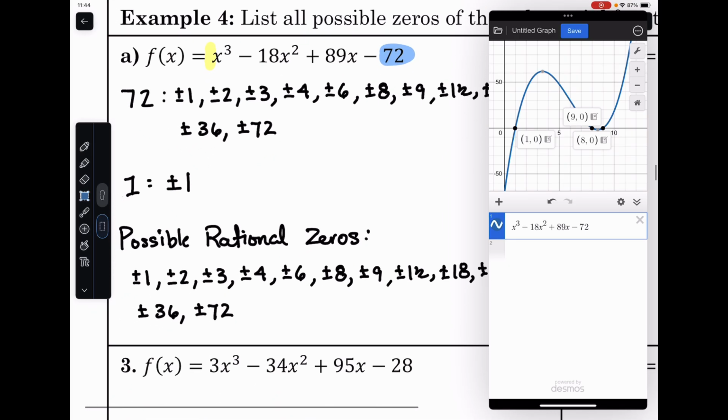We see positive 1 right here, obviously at the very beginning of our list. We have positive 9. Yep, look, positive 9 is on the list, and so is positive 8. Look at that. All of those three places that the graph crosses the x-axis can be found on this list. So we use this list in order to identify possible rational solutions, and as you'll see in the next couple of examples after this, we use this list in order to be able to identify where the graph is going to cross the x-axis and where the possible solutions are going to be.